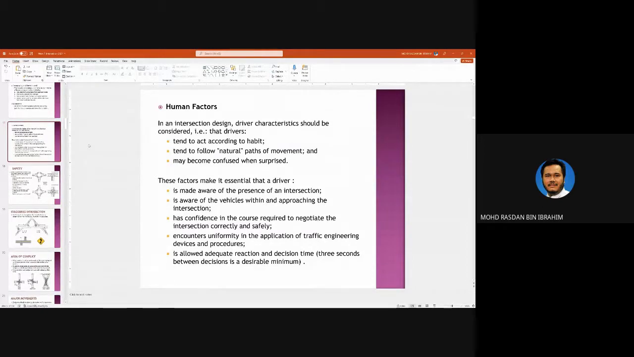So not just the stopping sight distance of a vertical curve or horizontal curve takes into account the decision and reaction time, but the design of an intersection also will require reaction and decision time. So 3 seconds between decisions is the desirable minimum. For horizontal curve, vertical curve, I think it's 2.5. Now for intersection it is 3 seconds.